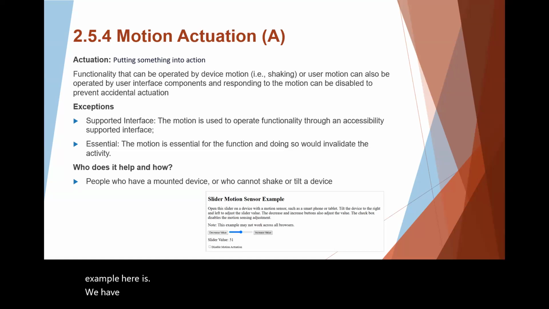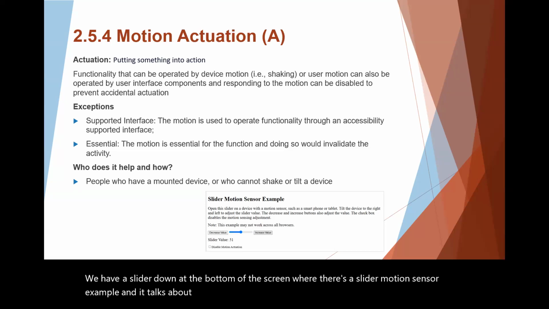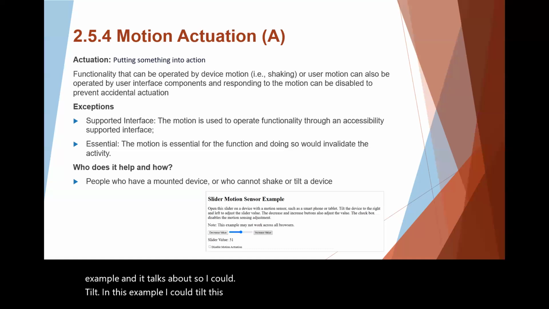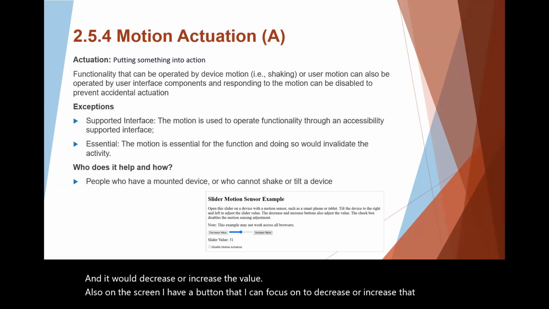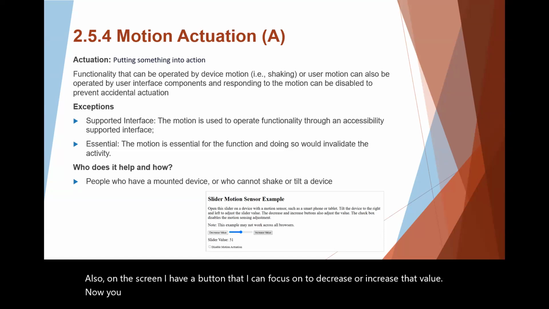We have a slider down at the bottom. We have a screen with a slider motion sensor example, and in this example, I could tilt this and it would decrease or increase the value. Also on the screen, I have a button that I can focus on to decrease or increase that value. Now, it's made known here that you can tilt the device to the right or to the left to adjust the value. You can also disable it.